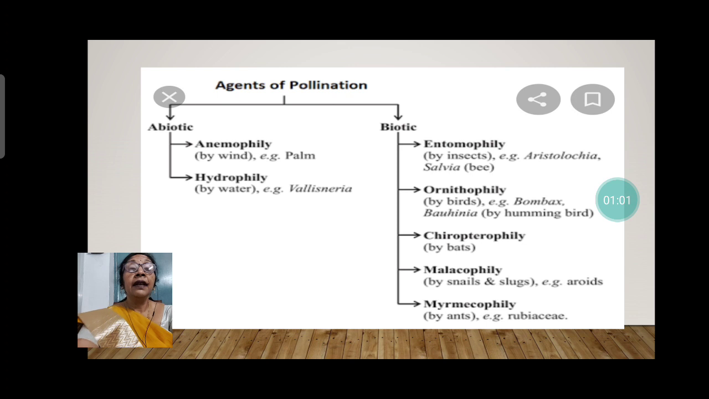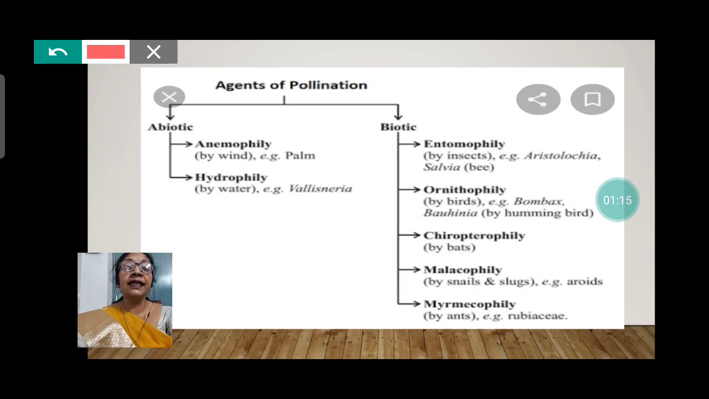We have already discussed that for self pollination, agents of pollination are not needed. But in case of cross pollination, different types of agents are needed, and they can be categorized in two types. The very first one is abiotic. Abiotic means non-living agents that can help in pollination. The first one is Anemophily. Anemophily means pollination by wind. That occurs in all the grasses and different plants of the Gramineae family, palm also.